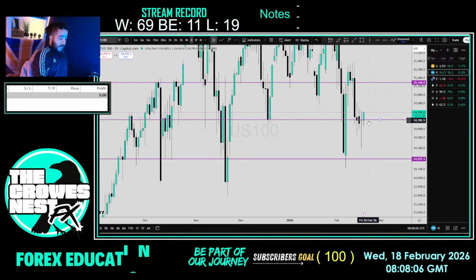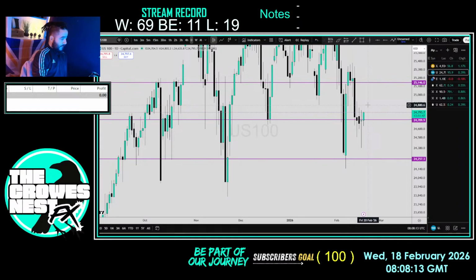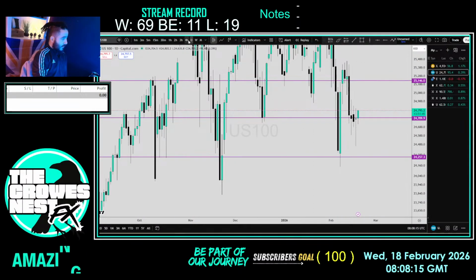So I am interested in sells at the moment, but we're probably going to have to use the lower time frames to where price can push to. So if we go down to the 4 hour, let me have a look at my MT4 on the daily.